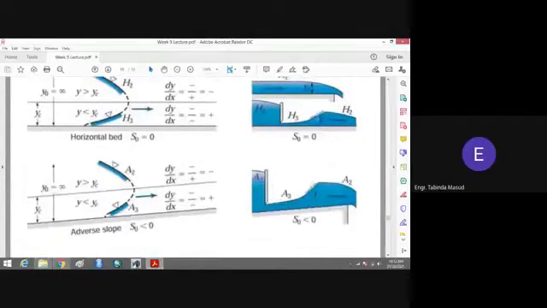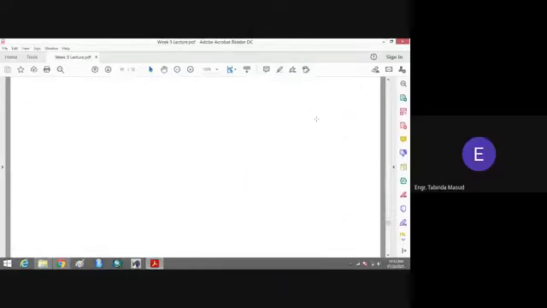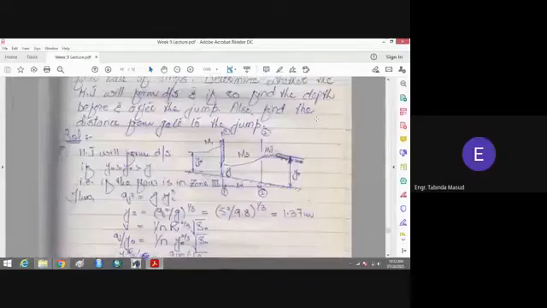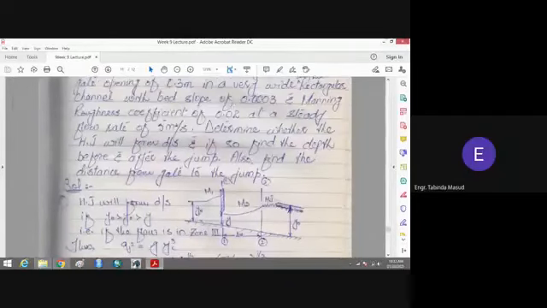So there is no situation of horizontal and adverse slope in the numerical problem because the slope of the channel bed is already given, that is 0.0003, and we know that for a horizontal bed the slope is equal to 0, and for an adverse slope the slope is negative. There is no zero value and no negative value, which means this is a mild slope. So if this is a mild slope, definitely a hydraulic jump will be created.